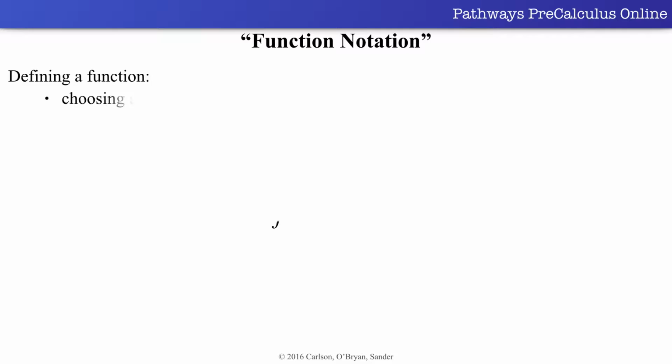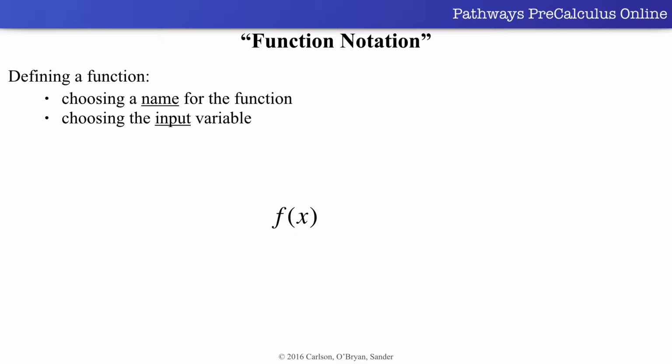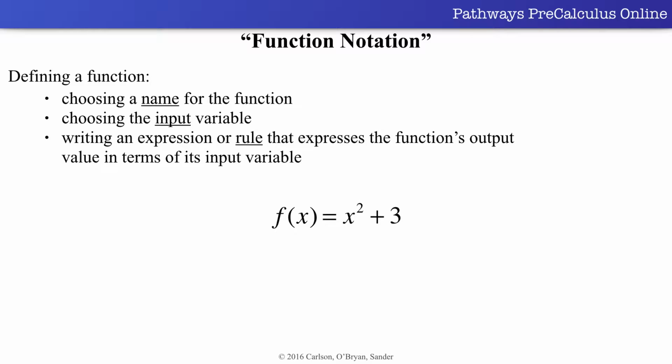We use functions to model how two quantities vary together, and in this course we use a convention called function notation to write function definitions. The process of defining a function using function notation involves the following: choosing a name for the function, often a single letter, deciding on the variable that the function will take as its input, and writing an expression or rule that expresses the function's output value in terms of its input variable.